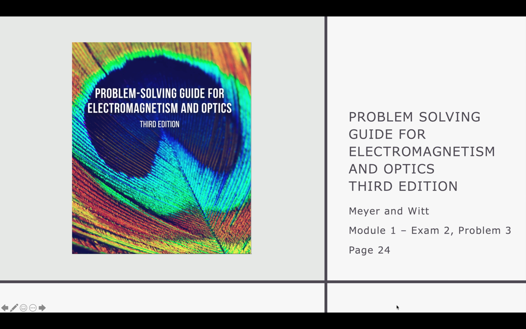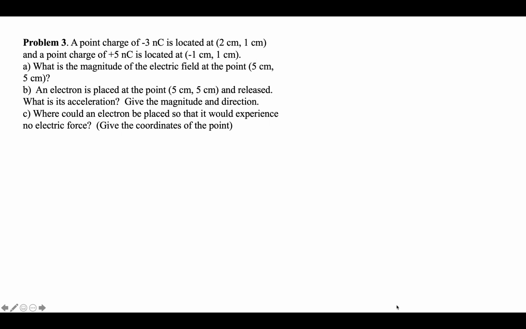This is a walkthrough of problem 3 on exam 2 in module 1, which is on page 24 in the book Problem Solving Guide for Electromagnetism and Optics, 3rd edition. Problem 3: a point charge of minus 3 nanocoulombs is located at 2 centimeters, 1 centimeter, and a point charge of plus 5 nanocoulombs is located at minus 1 centimeter, minus 1 centimeter.